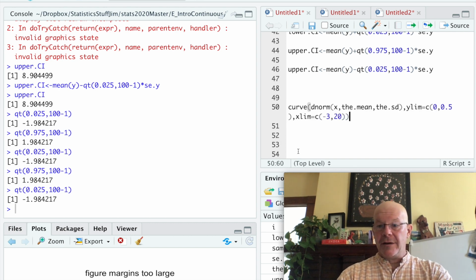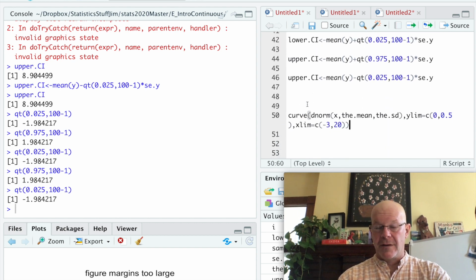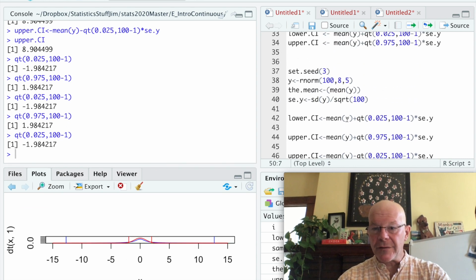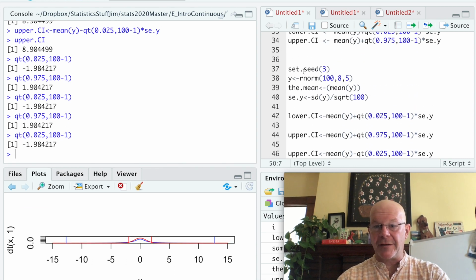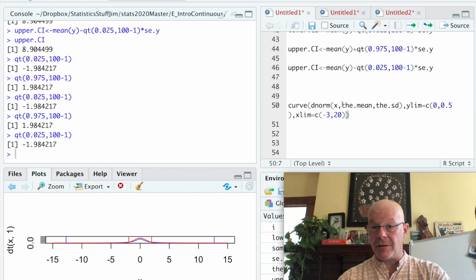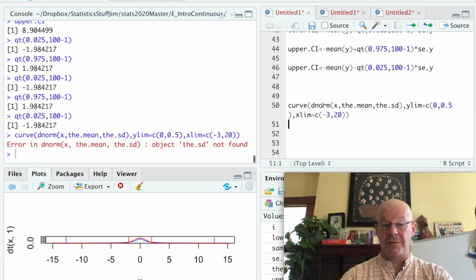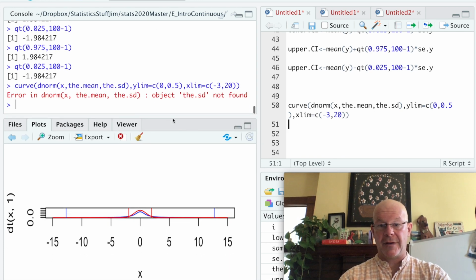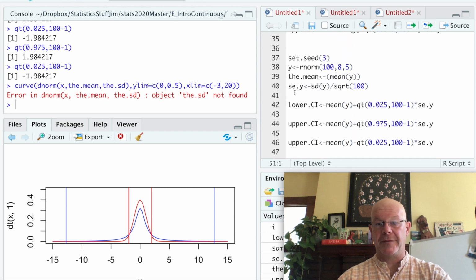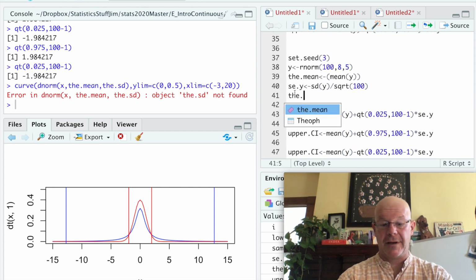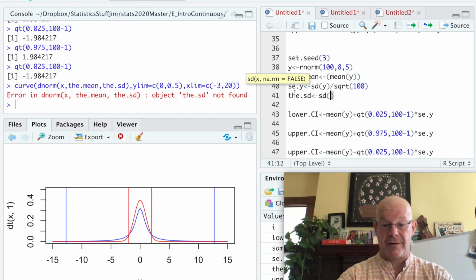And so here I am looking at a standard normal distribution. Let's fix this. Let's see here. I simulated, what did I simulate here? I simulated y with a normal with a mean of 8, and so yeah, that should be pretty close. The SD is not found. Well, that's a problem, isn't it? The dot SD will get the standard deviation of y.